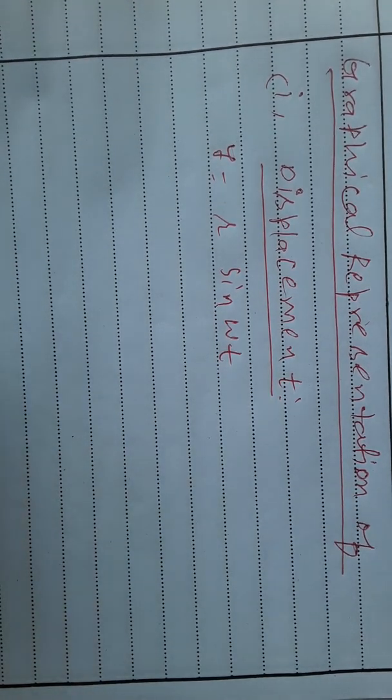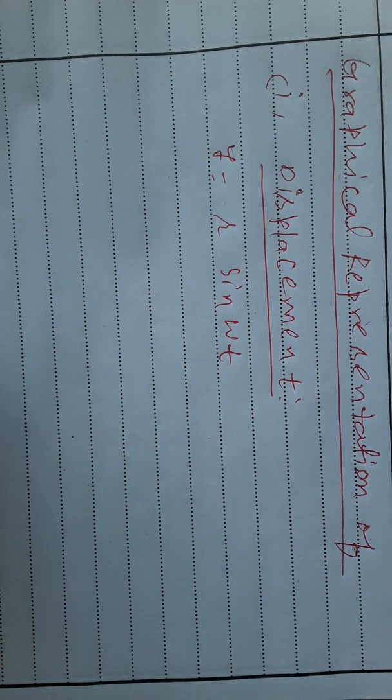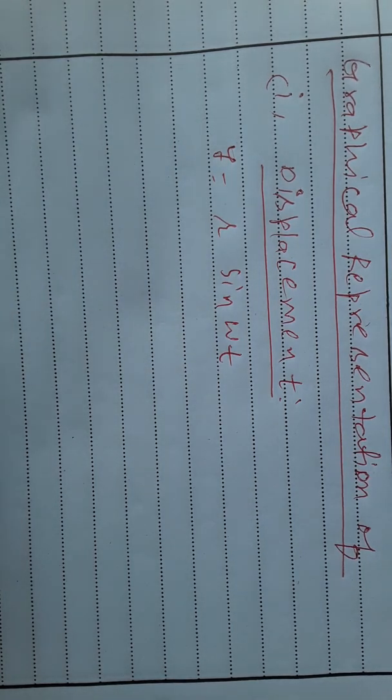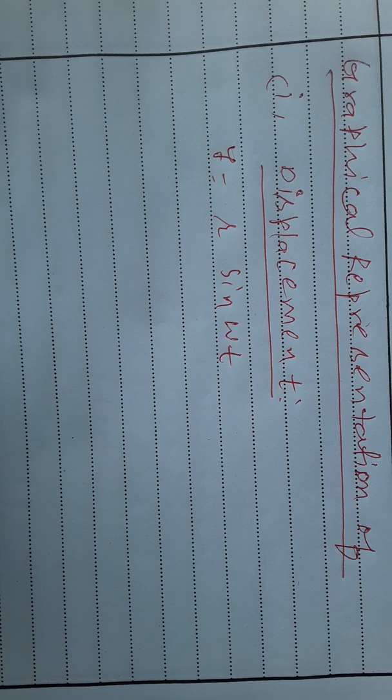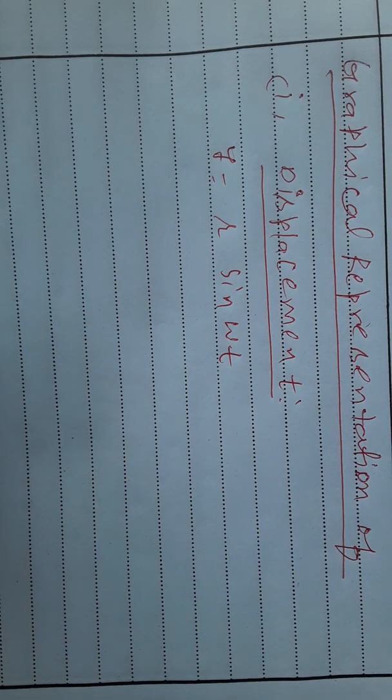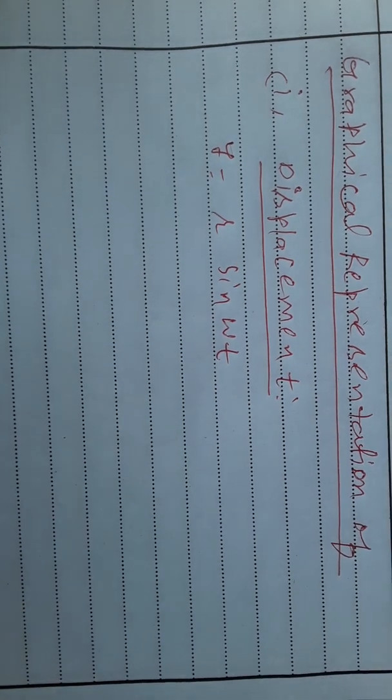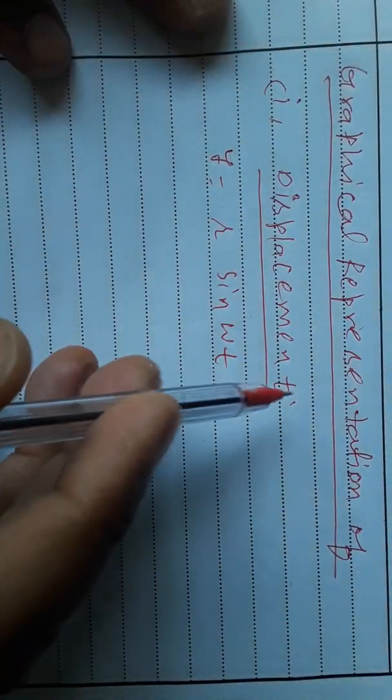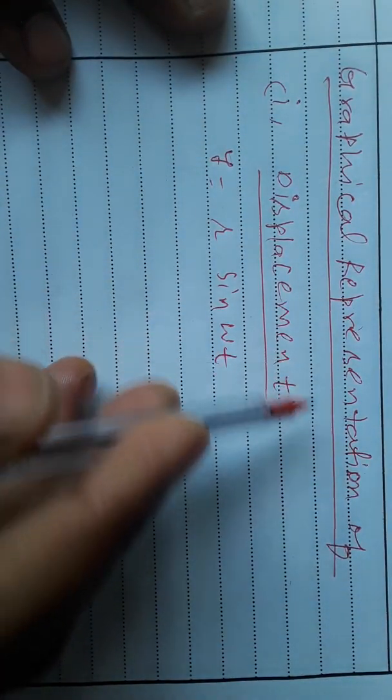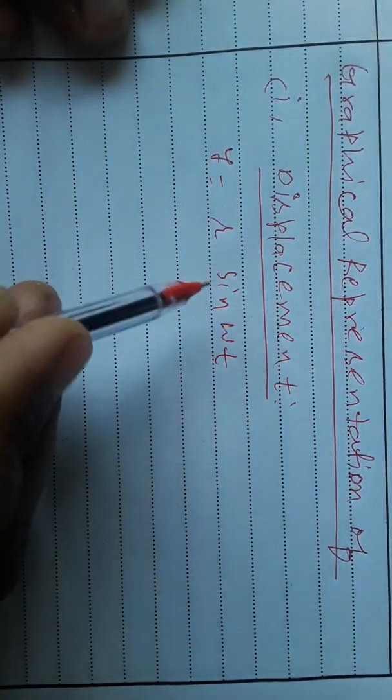In simple harmonic motion, in the last topic we have done the relation for the displacement, velocity and acceleration. And then we have proved that acceleration is directly proportional to the displacement, and the direction of acceleration and displacement is opposite to each other. So the motion is said to be simple harmonic motion. Now, we have to show the graphical representation of the displacement, velocity and acceleration.